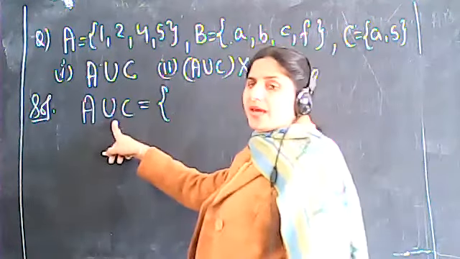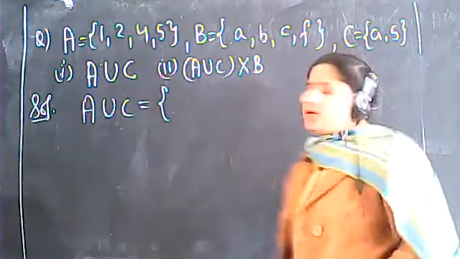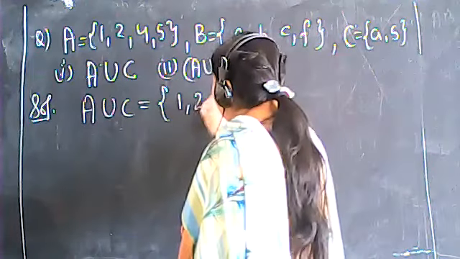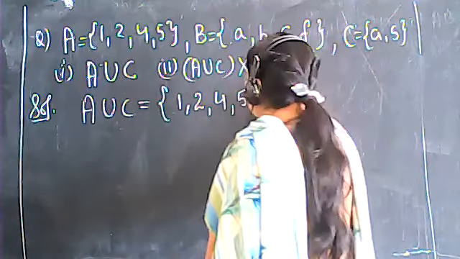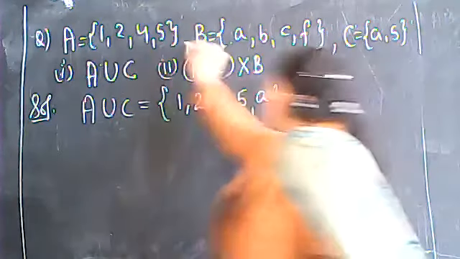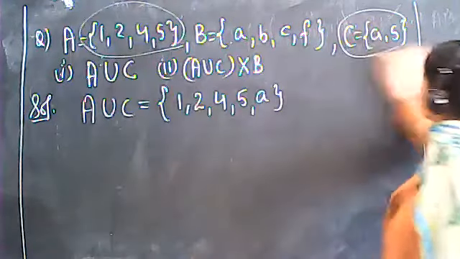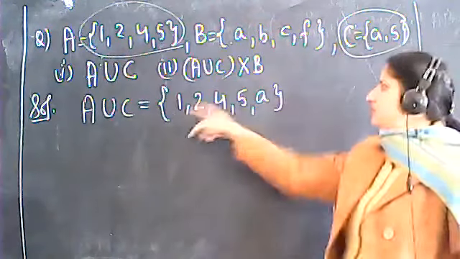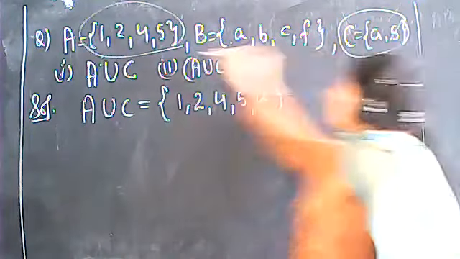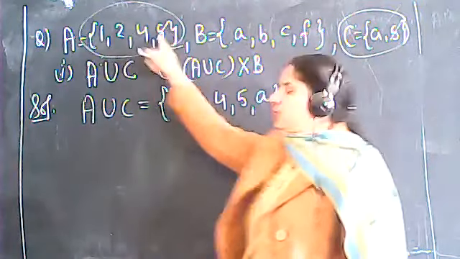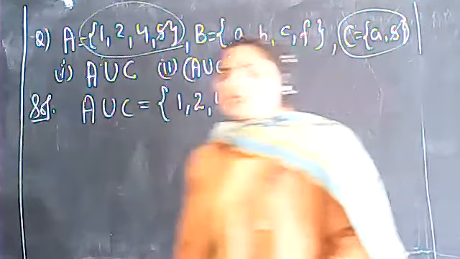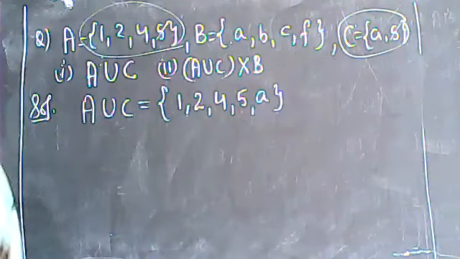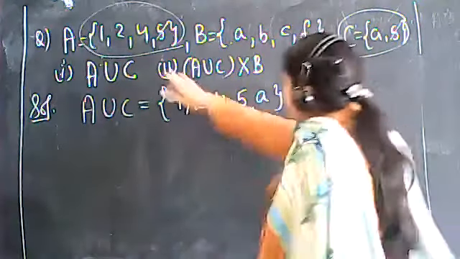Union means combine the elements of two sets. So A union C will be equals to {1, 2, 4, 5, A}. This is the set A and this is the set C. So A union C means we have to combine the elements of these two sets. Since 5 is repeated in both the sets, we are going to write this element only a single time: 1, 2, 4, 5 and A. Hanji Himanshu beta, very good. So this is the first part.